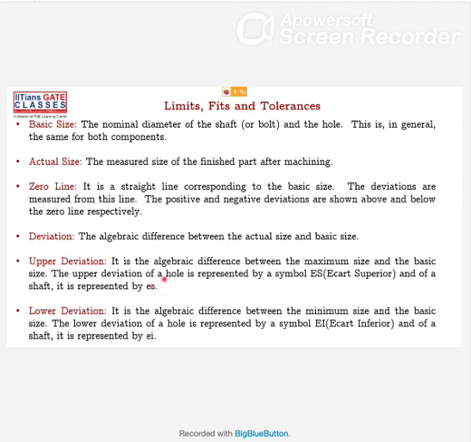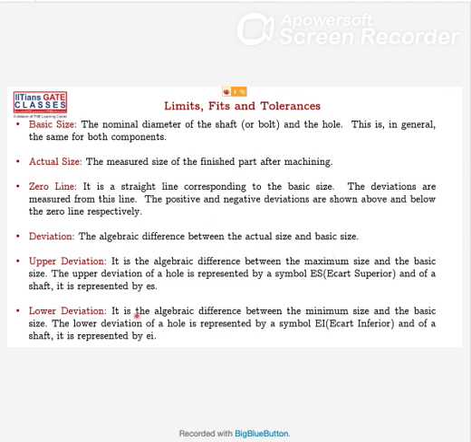ES is from the French word superior, and for a shaft it is represented as es. For a hole you write in capital letters. So please remember from now, if something is written in capital, then it is representing a hole, and if something is written in a small letter, then it is called a shaft.